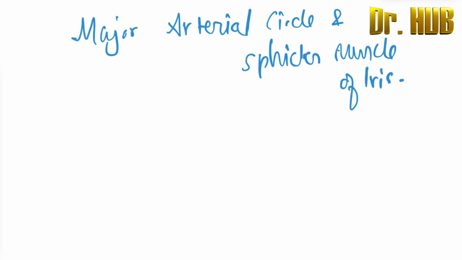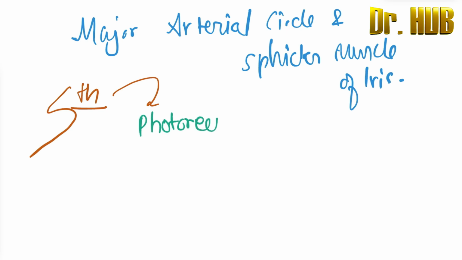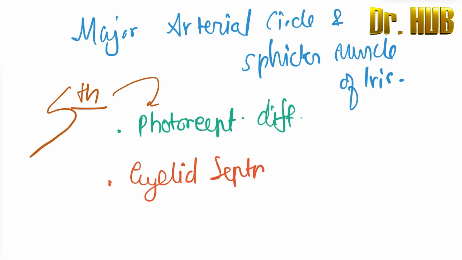Now when we move on to the 5th month, there are photoreceptors which differentiate, and an eyelid separation which begins.